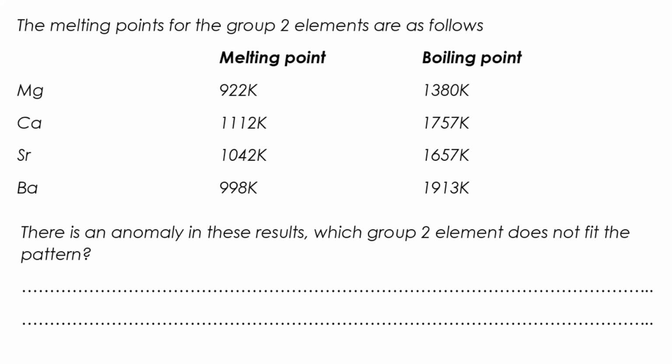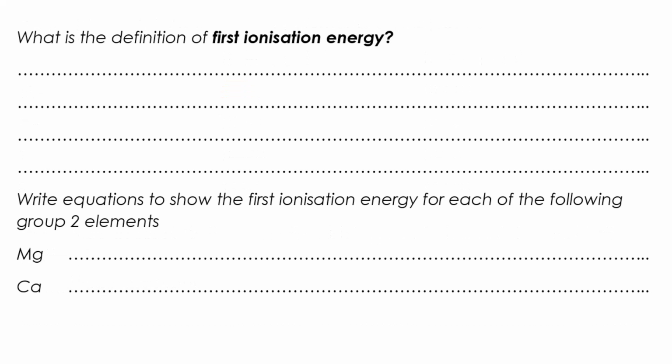And then we have a question here about the anomaly. I've already touched on it, so we can see that it is magnesium. It doesn't ask you why, and you won't need to explain why. It's essentially down to having a different crystal structure, but it won't be something that you would need to explain in any great detail. Next task, pause, have a go at these.